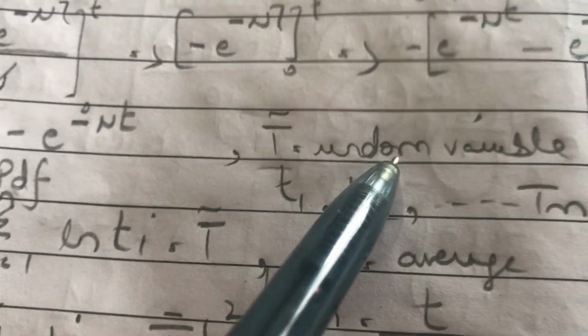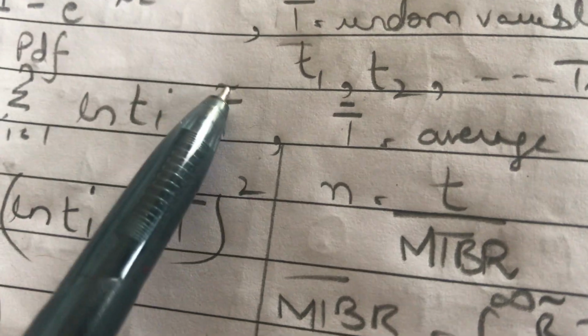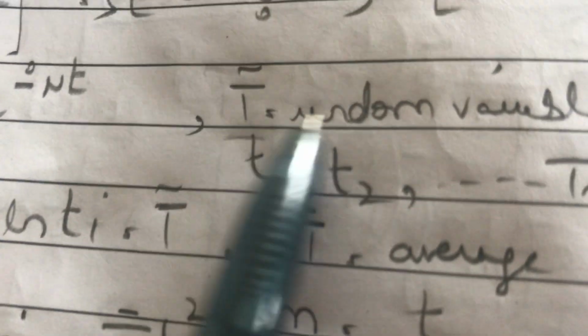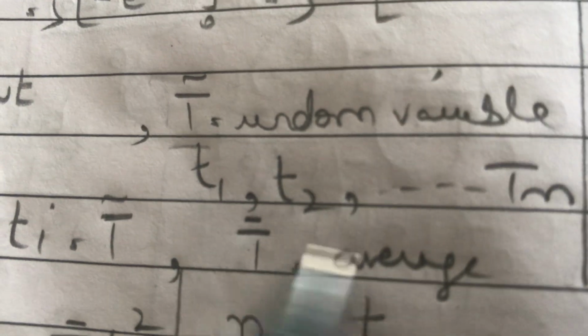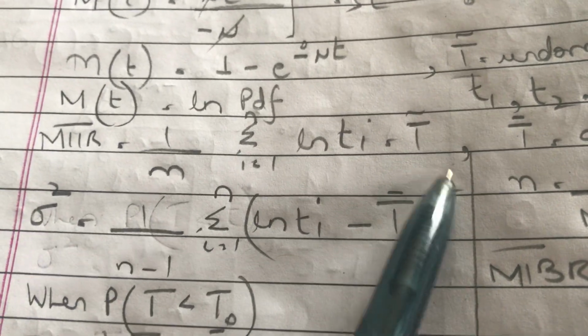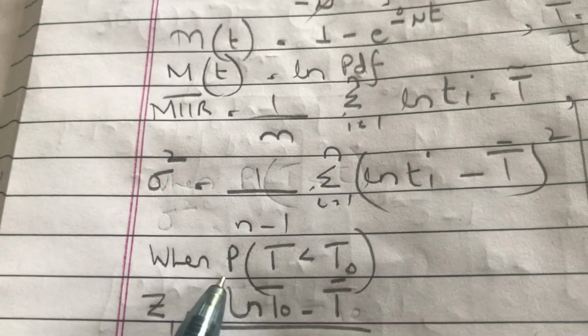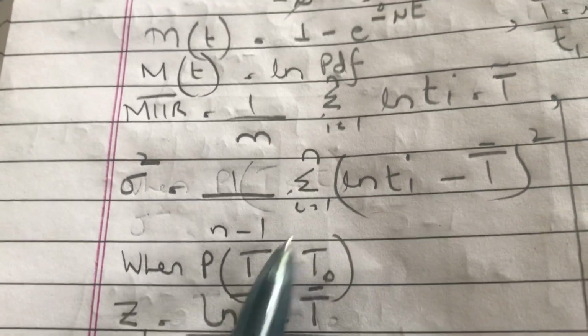This t was the random variable. Don't get confused between the two t's. This t that has a sign like this is a random variable, and this t that has a sign like this is an average value. So sigma square can be represented in the form of this. So we have a square here. And now we say that we have a probability of t less than t0.